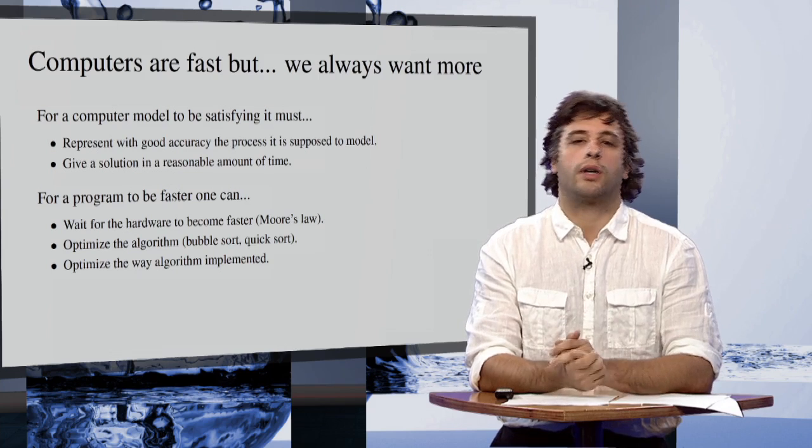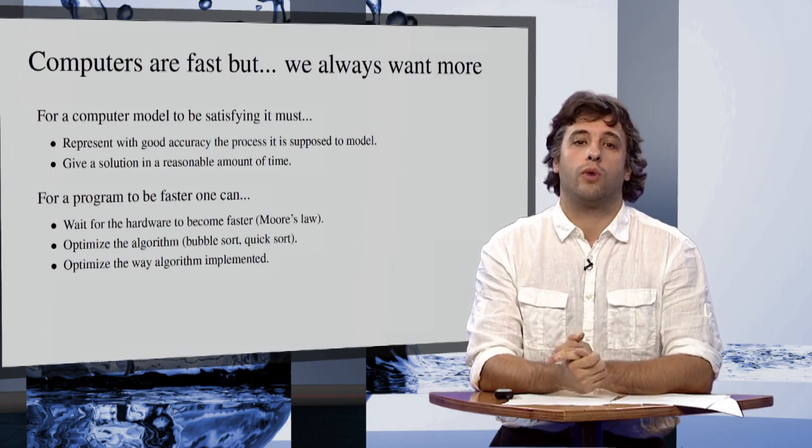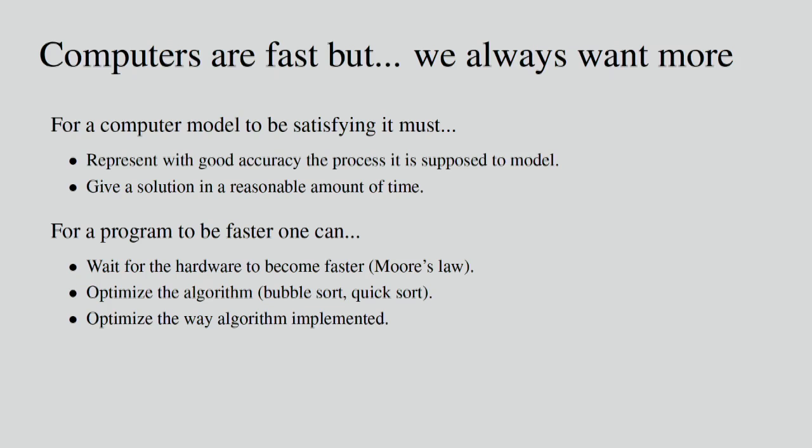So, how can a computer model become faster? One possibility is just to wait for computers to become faster. As we have been accustomed to for the last 50 years or so, computers are increasing their performance in a really fast way, actually an exponential way. This is starting to slow down a bit, but anyway, it is not the good way to think. Just wait. Another way to do it is to optimize the algorithm of our computer model.